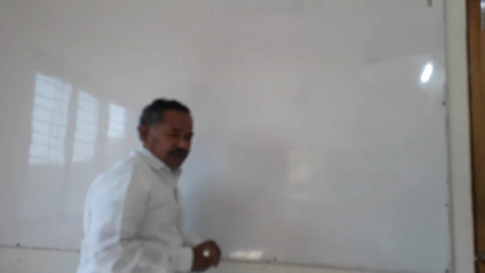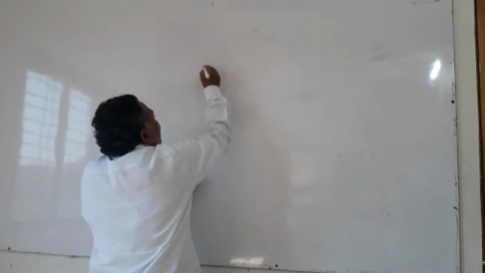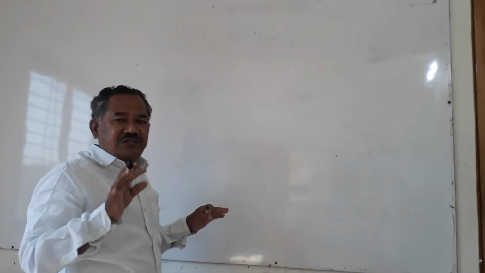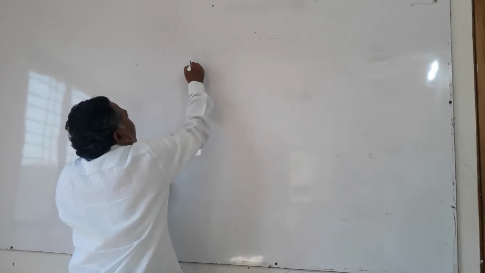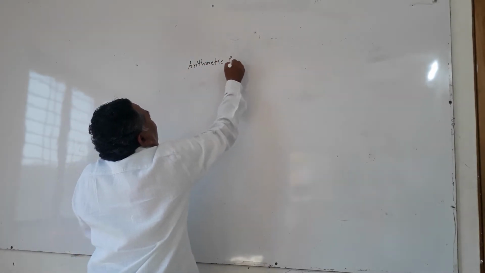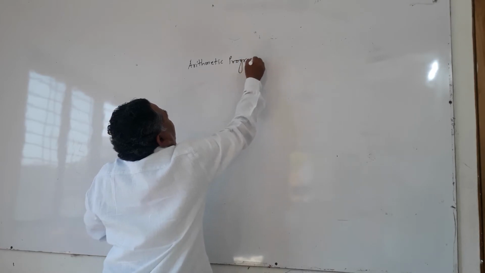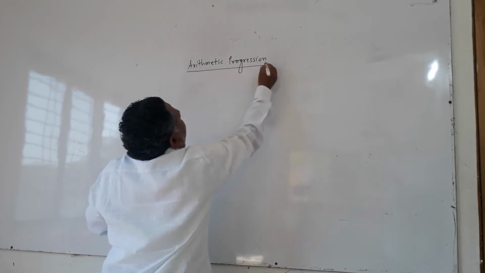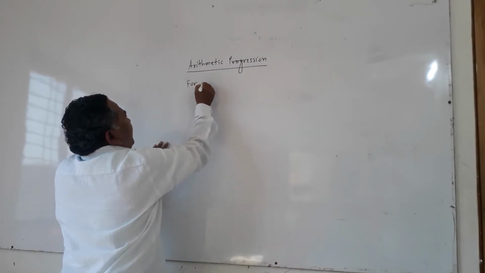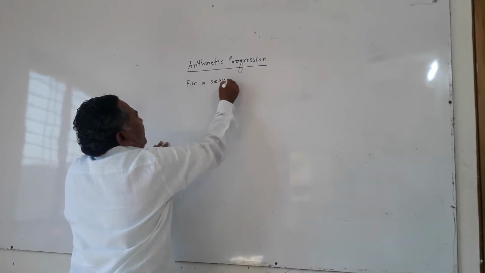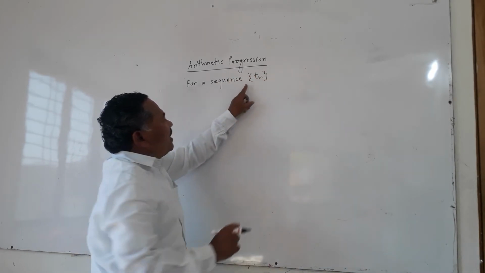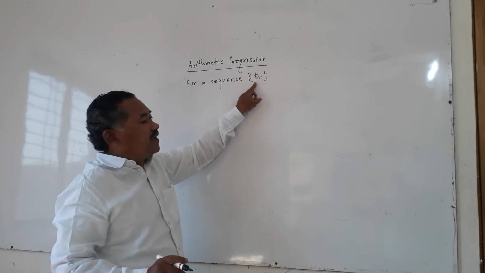Therefore, first, arithmetic progression. We carry out a revision of arithmetic progression, which you already learned in 10th standard. Arithmetic progression, what is its definition? The definition is very simple. For a sequence {Tn}, remember, generally we write it in curly brackets, its nth term we write.